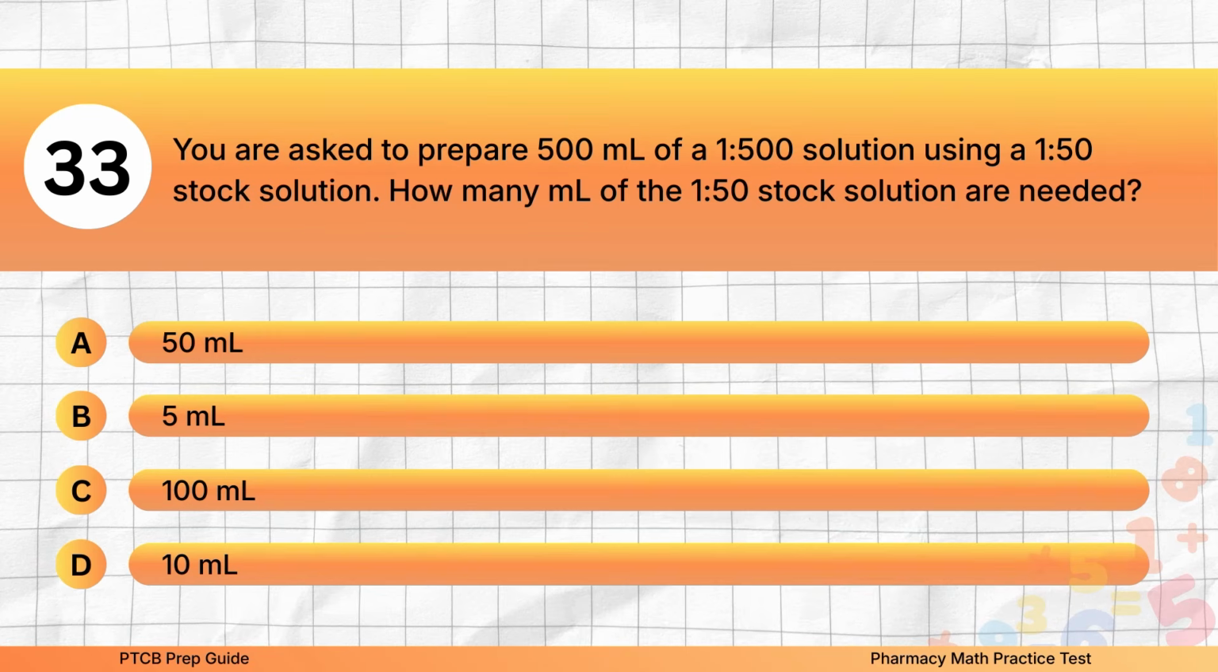Now let's move to a dilution problem involving stock solutions. You are asked to prepare 500 milliliters of a 1 to 500 solution using a 1 to 50 stock solution. How many milliliters of the 1 to 50 stock solution are needed? A. 50 milliliters. B. 5 milliliters. C. 100 milliliters. Or D. 10 milliliters. Grab your scratch paper and solve for the stock volume.